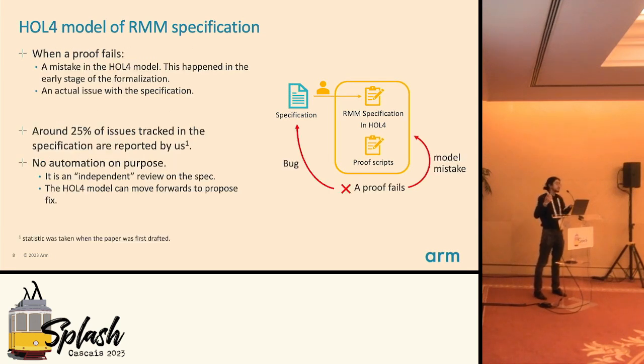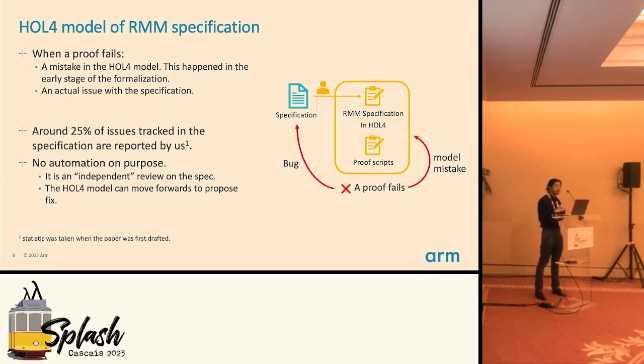As we're dealing with a theorem prover, in most cases you'll fail when you try to prove something. In the early stage of this work, if a failure occurred, it was very likely we engineers had made some mistake in the HOL4 model. But once we got more confident in our artifact, we actually started to find issues. Surprisingly, this is a report from our specification engineer: 25% of the tracked issues were actually reported by us, which is quite a big achievement. We mitigate issues at a very early stage of the work.